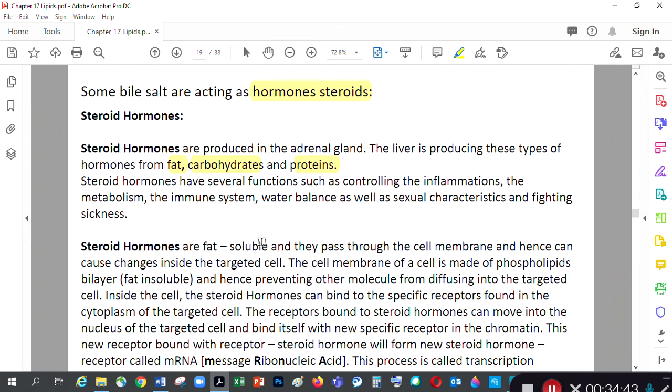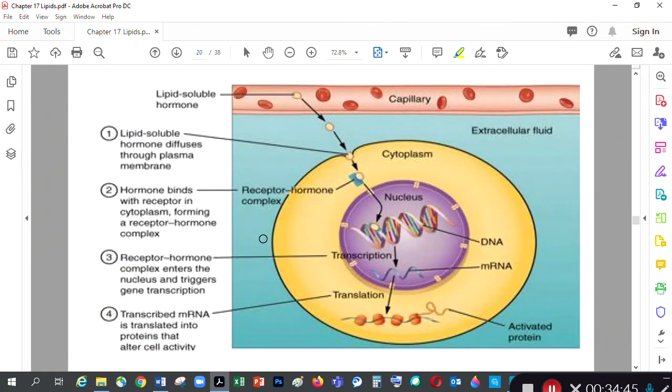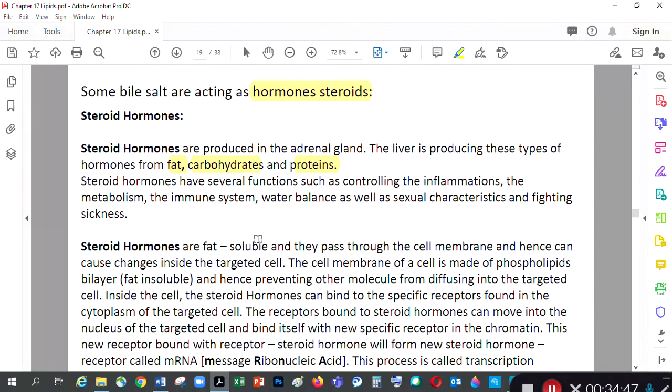Okay, so let's go and look at the steroid hormones. They are really fat soluble. They are not water soluble. They are fat soluble, so they are non-polar.